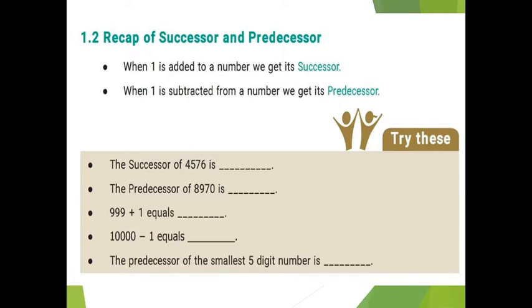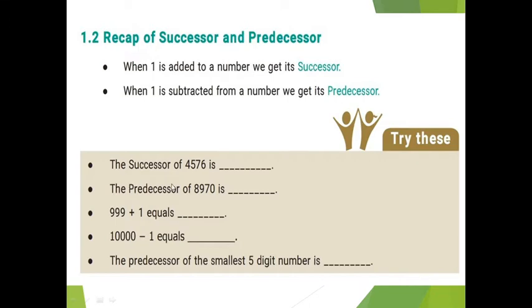First we are going to recall the successor and predecessor. I hope you all know very well about successor and predecessor, right? When we add 1 to a number, we get the successor. Like that, if we subtract 1 from a number, we get the predecessor, right? So, what is the definition of successor? When 1 is added to a number, we get its successor. When 1 is subtracted from a number, we get its predecessor.